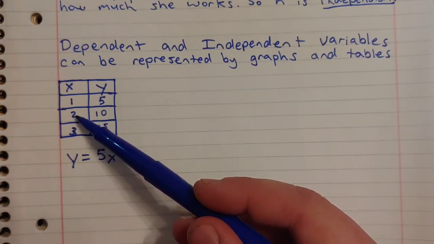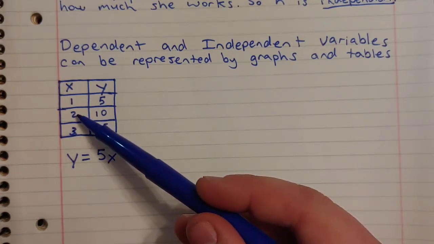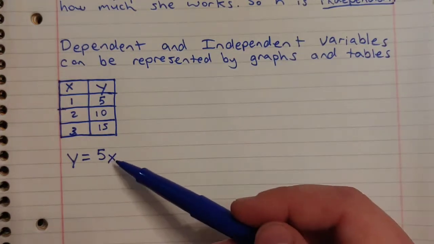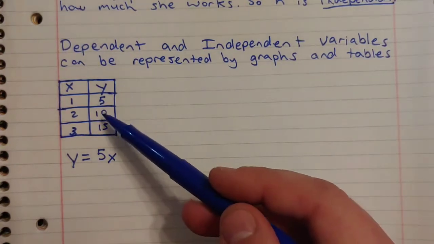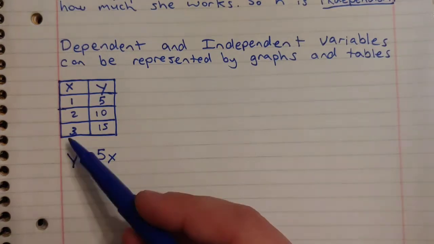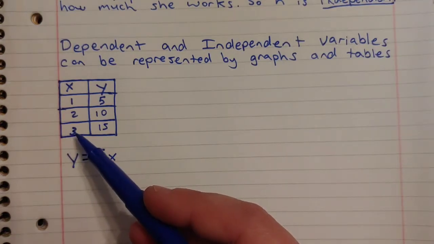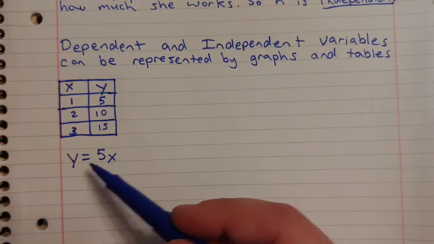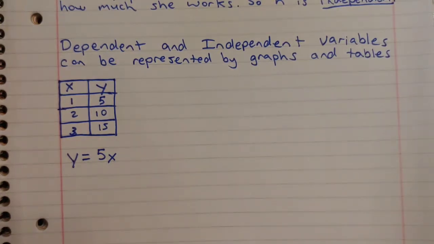Here's our 2. 2 is replaced with the x. 5 times 2 gives us 10. Same thing with the 3. 3 times 5 gives us 15.